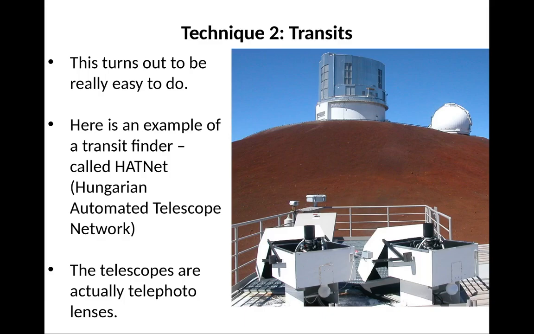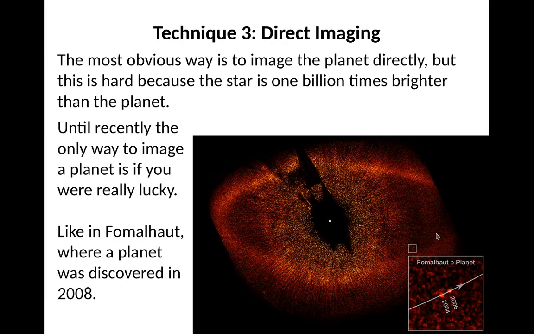So this is an example of a transit finder. It's called HATNet, or Hungarian Automated Telescope Network. These are not telescopes, not these guys out here. These are just simple telephoto lenses you can get at any camera store.